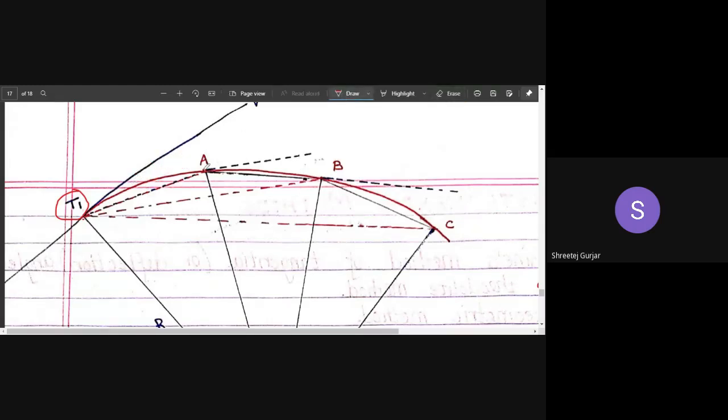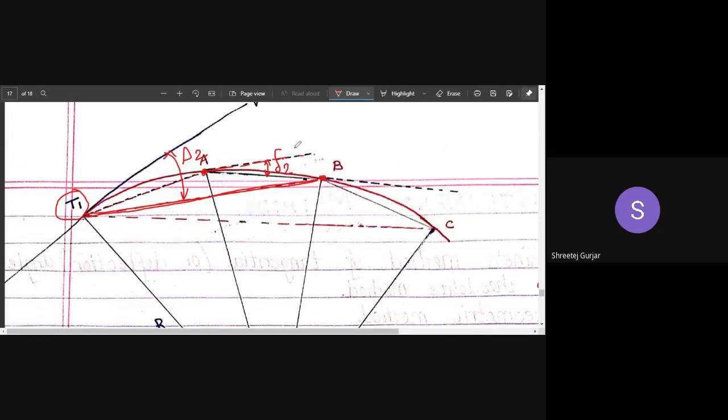In the second case, at this particular point we have drawn a tangent. You can see this is the tangent which I have drawn, and this is my point of interest. I have drawn a chord. Our deflection angle will be this angle, deflection angle delta 2, from your back tangent to your chord. But the tangential angle will be from here to this chord.